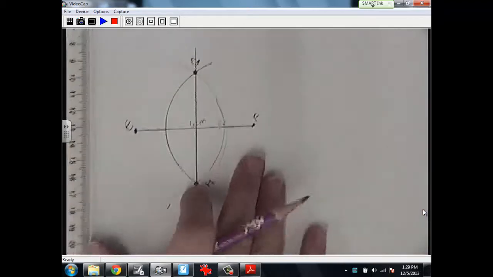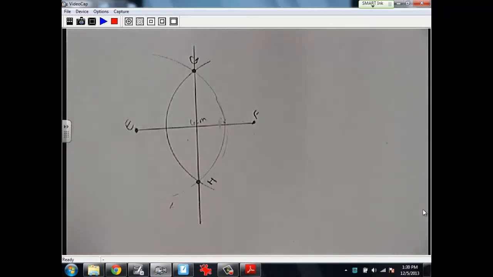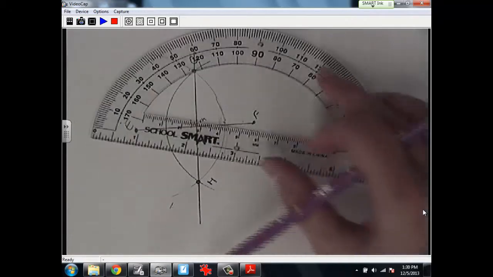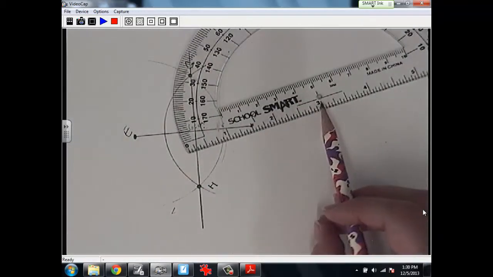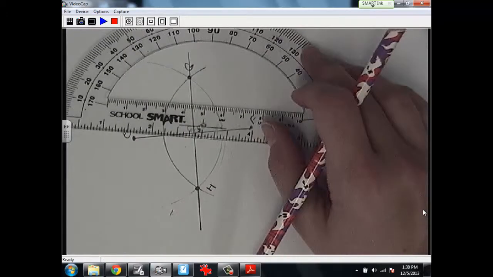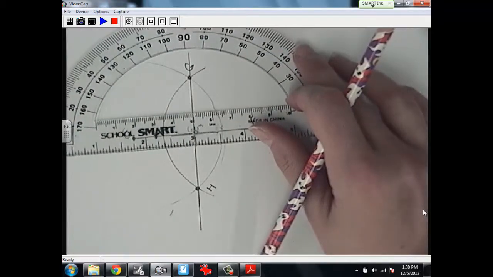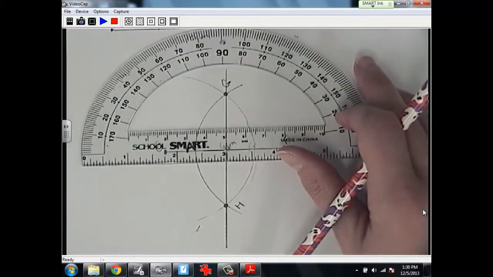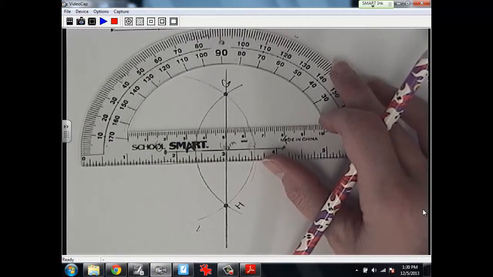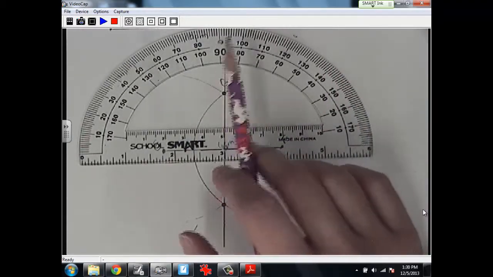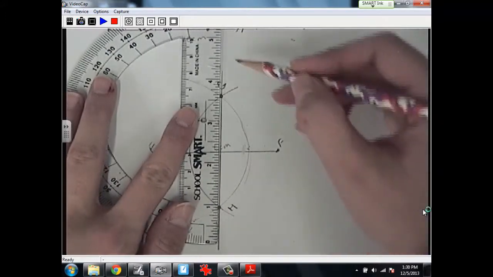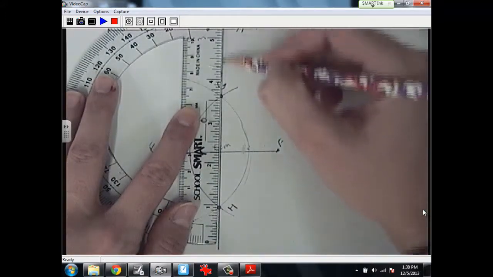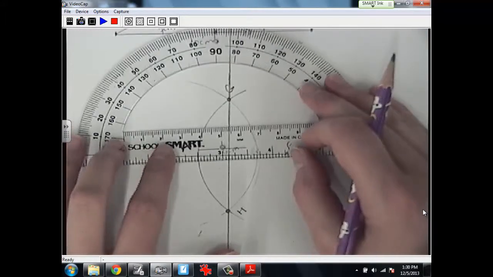So let me prove this to you. Look what happens. Take your protractor and see this little crosshair here? There's a hole in it. That hole needs to line up at this intersection right here. We line it up. And then I can measure my angle, but my line doesn't extend quite far enough. So here's what I'm going to do. I'm just going to extend my line clear up here.